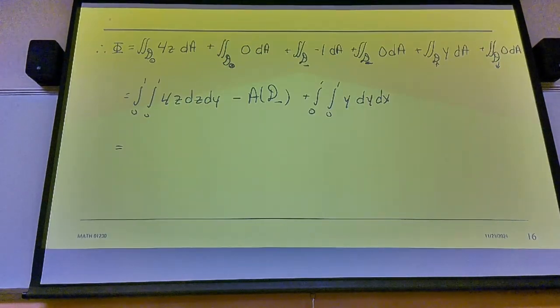This just becomes 4z, right? Which is 2z squared, so that's 2. Minus, what's the area of the square? And then this just becomes y, so y squared over 2 from 0 to 1. And there's our net flux. That could have gone a lot worse. It's just a nice, simple example of showing you 2 things. 1, what a closed flux would look like and how you'd have to break it up into different surfaces. And 2, why I hate flux so much.